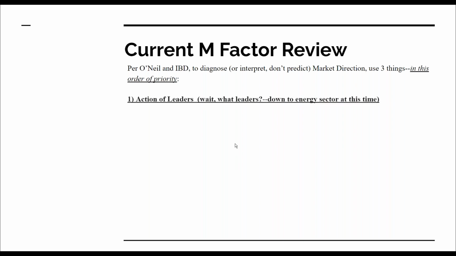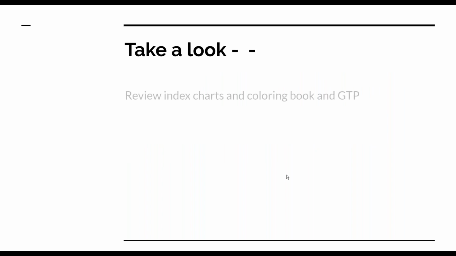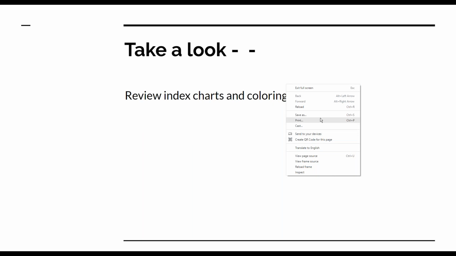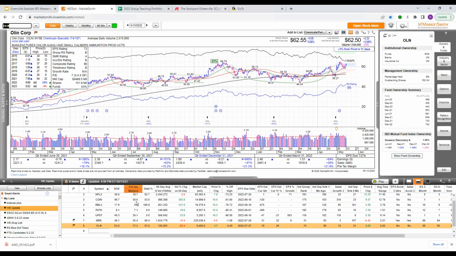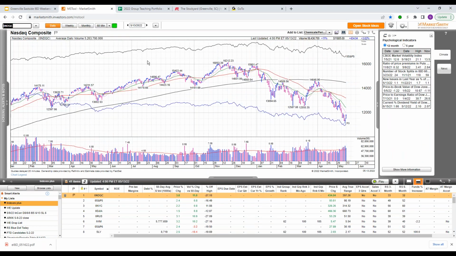O'Neill tells us to study 3 things: the action of leading stocks. We really are down to ones in the energy sector, which have even taken a big hit in some of those. Actions of stocks owned. We have one little Indian left in the group teaching portfolio. And then market pulse, distribution day count, price and volume on the indexes, as well as the data I have in my coloring book. So let's hop out of here and take a look at those. Go to MarketSmith first. Look at the indexes. Go to the NASDAQ.